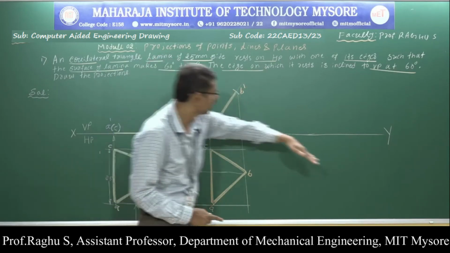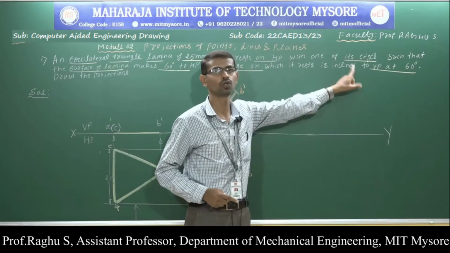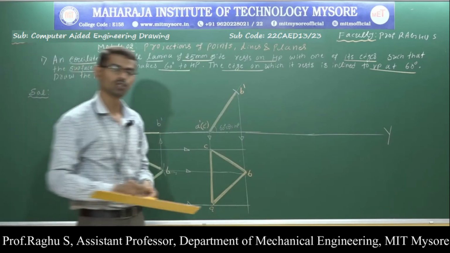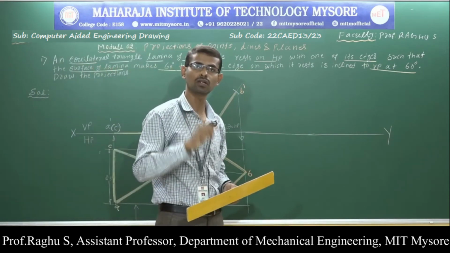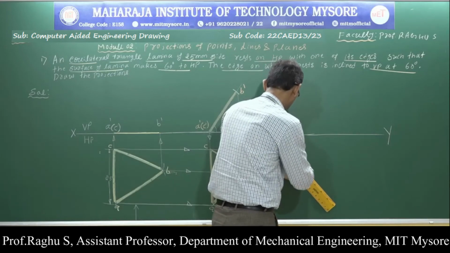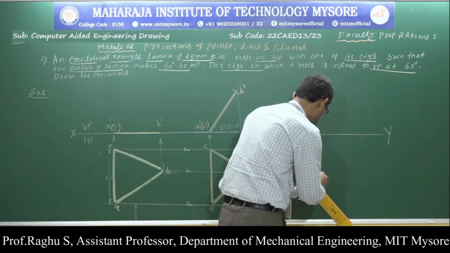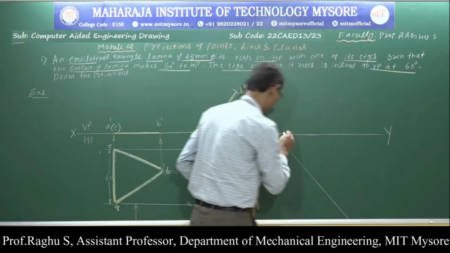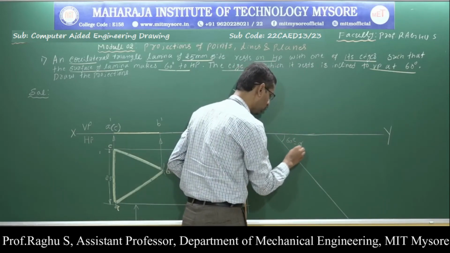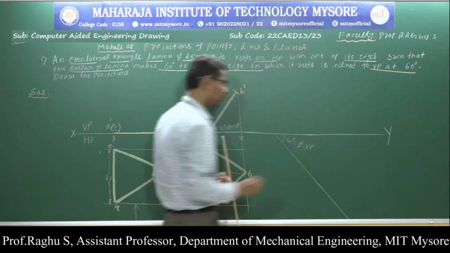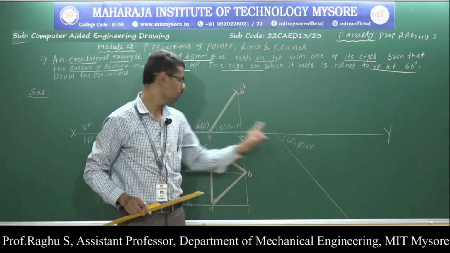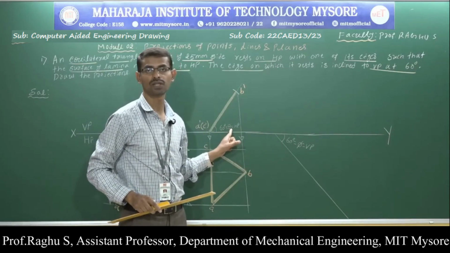This resting side is inclined 60 degrees with respect to VP. VP inclination means below the XY line. So, draw a 60 degree thin line first. VP inclination is denoted by angle phi. Remember, VP inclinations are visible in the top view, and HP inclinations are visible in the front view.